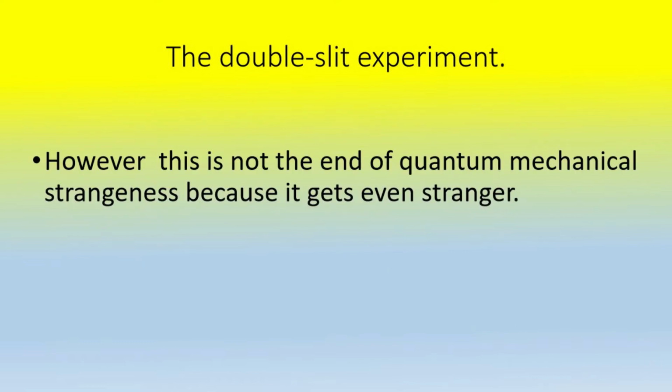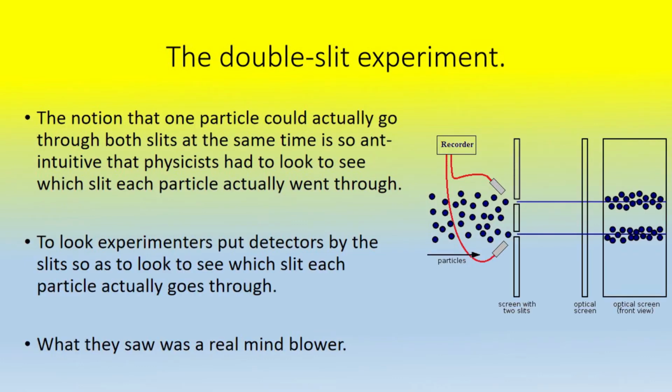However, this is not the end of quantum strangeness, because it gets even stranger. The notion that one particle could actually go through both slits at the same time is so anti-intuitive that physicists had to look to see which slit each particle actually went through. To look, experimenters put detectors by the slits so as to see which slit each particle actually goes through. What they saw was a real mind-blower.